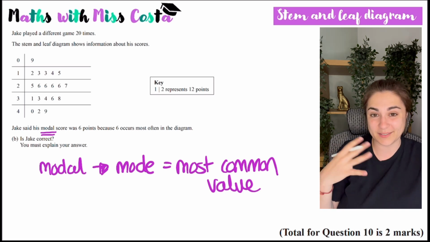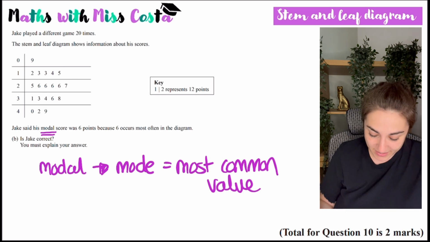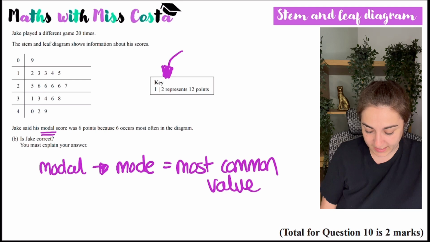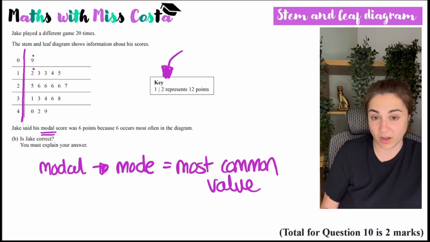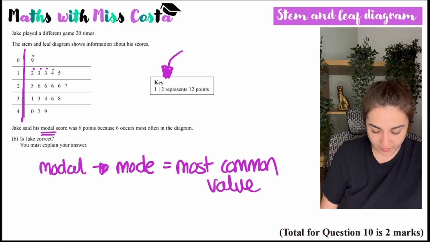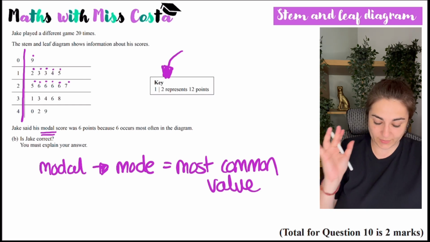However, he doesn't know how to read a stem and leaf diagram, because over here, if we look at the key, 1 and then this little line 2 represents 12 points. So on the stem and leaf, this would be 9, this would be 12, 13, 13, 14, 15, 25, 26, 26, 26, 26, 27. So that's why we bunch.